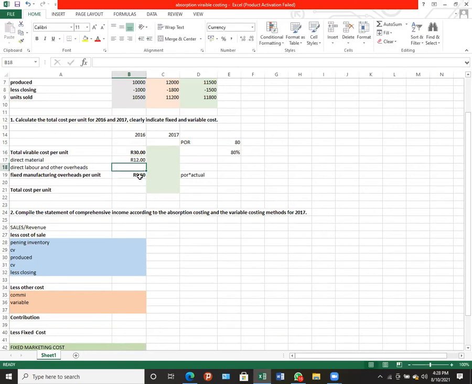How did they get 9 rand 60? They take 12 rand, which is the actual, times the POR. You see, I get 9 rand 60, because 9 rand 60 is the applied. This one is the actual, this one is the POR. POR times actual gives me the applied. That is why I say this 9 rand 60 is your applied.